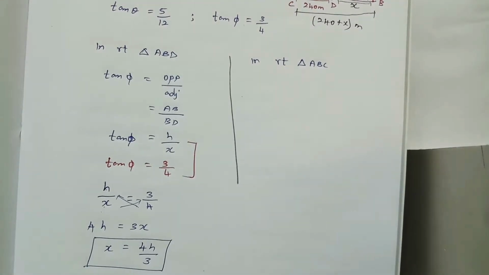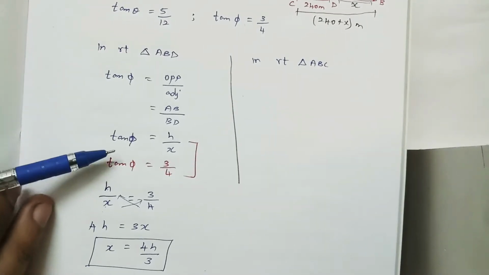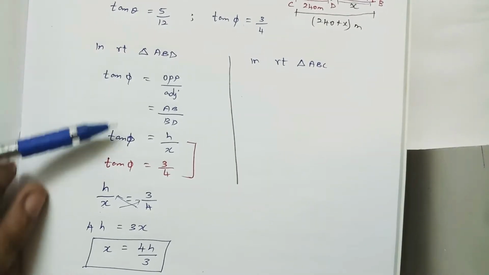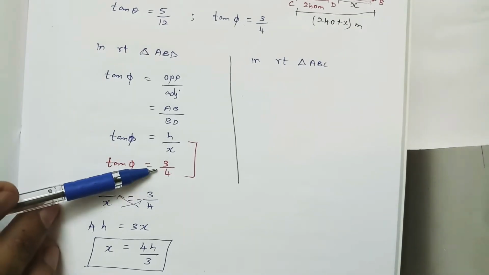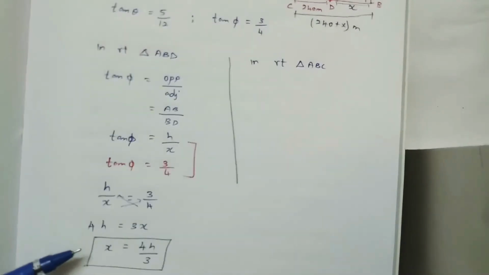Just keep as it is. Understood how I am equating? I found it with the help of the triangle. Tan phi is equal to h by x. Already in the given, tan phi is equal to 3 by 4. By equating these two, we got the value of x.